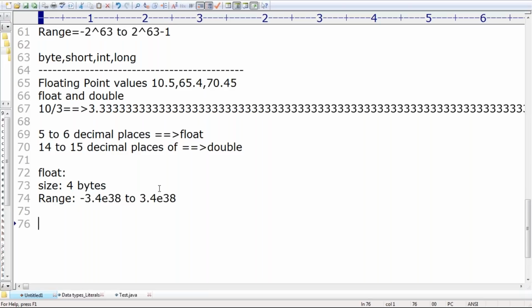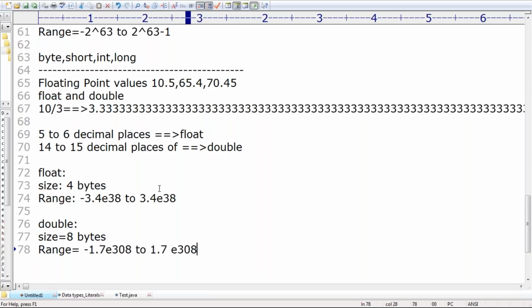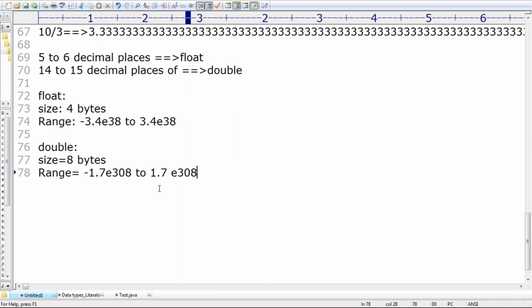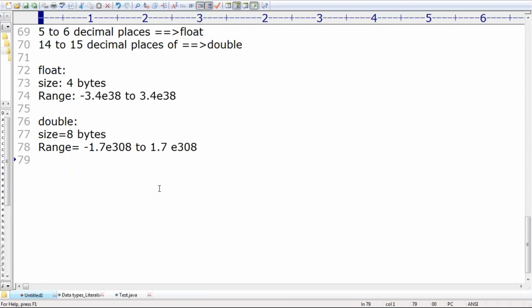Similarly, what about the double? Do you know the double size? The name itself indicates it: double. How much size? 8 bytes. Double means 8 bytes. What is the range? Minus 1.7 E308 to 1.7 E308. Remember that. This is about float and double.